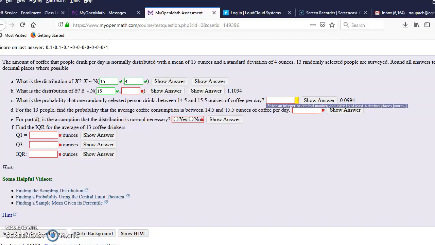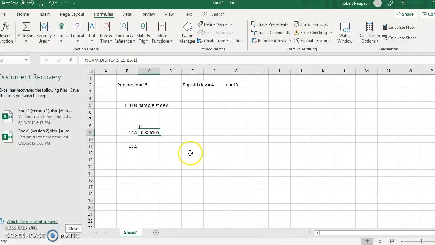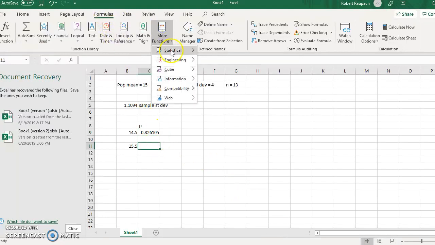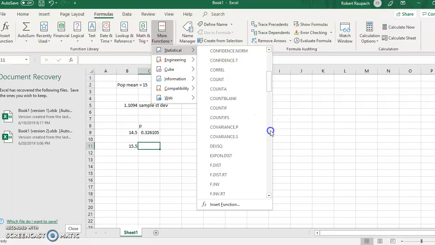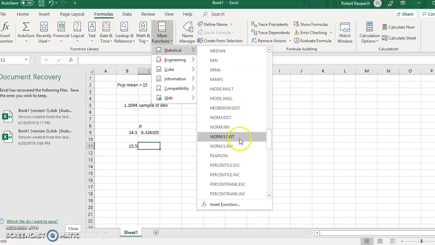Okay, all right. Now we need to do the same thing for 15 and a half. Formulas, more functions, statistical. Go grab norm distribution again.